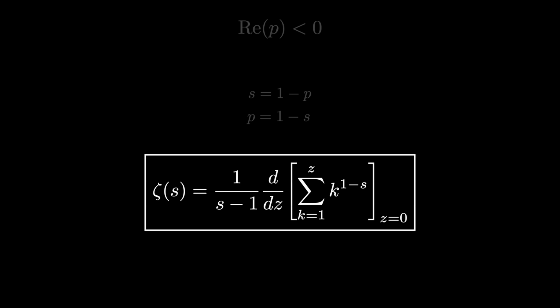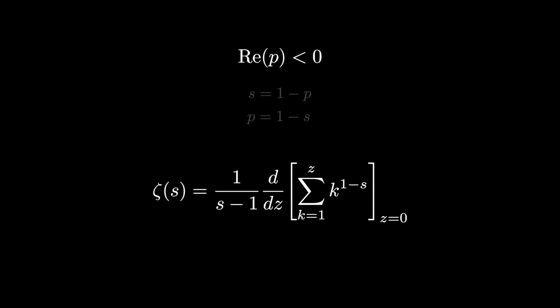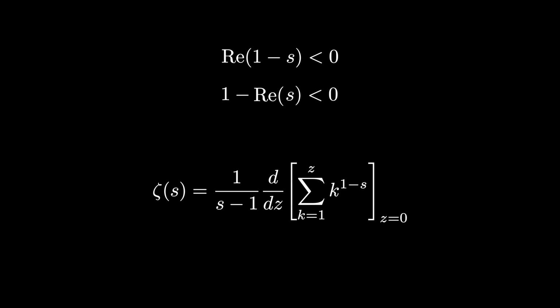Now remember, we started by supposing that the real part of p was less than 0. Well, p is just 1 minus s, so the real part of 1 minus s is less than 0. After some rearranging, this is the same as saying that the real part of s is greater than 1, which is the restriction that the zeta function already had. But this is no longer an intrinsic limitation of the zeta function's definition.